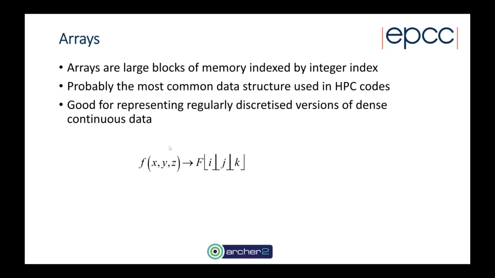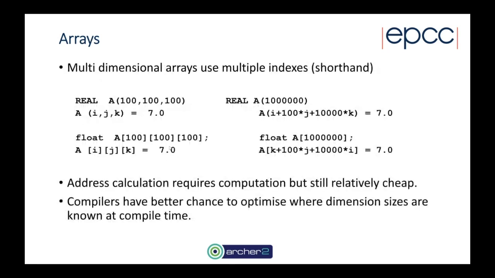The memory structures we use primarily in high performance computing for most applications are arrays. So integer indexed arrays of dense data, something like this in C and Fortran. This is a 3-dimensional array, A, in C or Fortran. In reality, you could also store that as a 1-dimensional array of 100 times 100 times 100.